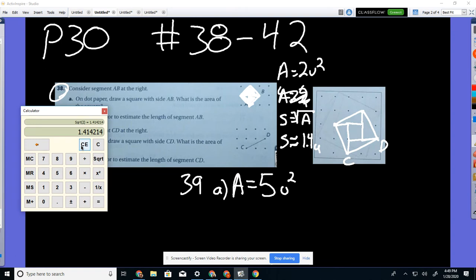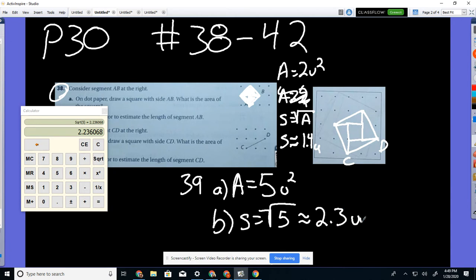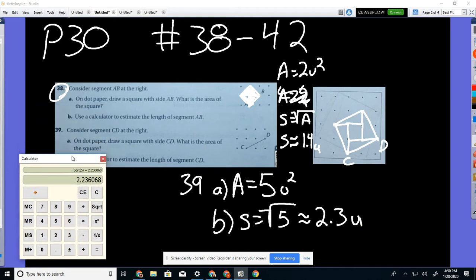Again, clear. 5. We're going to take the square root. You should know this is a little bit over 2 because 2 squared is 4 and we're looking for 5. So it's going to be 2.1, 2.2. There we go, 2.23. So for B, the side length is the square root of 5 exactly, and the square root of 5 is approximately 2.2 units long. All right, so that is 38 and 39.